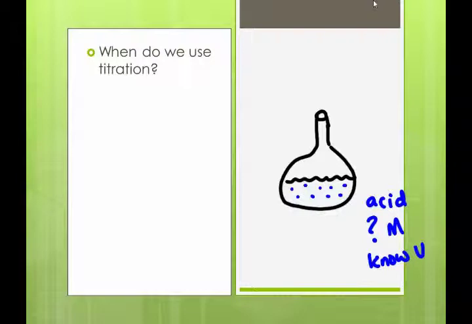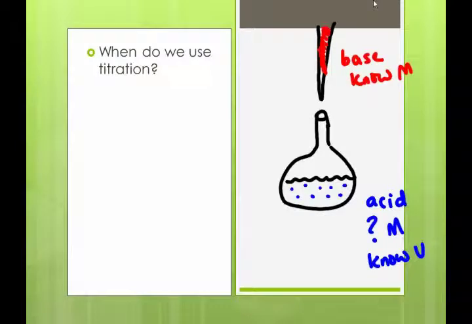And we know that acids and bases react with each other in a neutralization reaction. So if I have some acid, I could react it with a base. Make this base up here. And if I know the molarity of my base, and I know how much base I need to add to completely react with all the acid, then I could figure out the concentration of my acid. And that's what's called a titration.